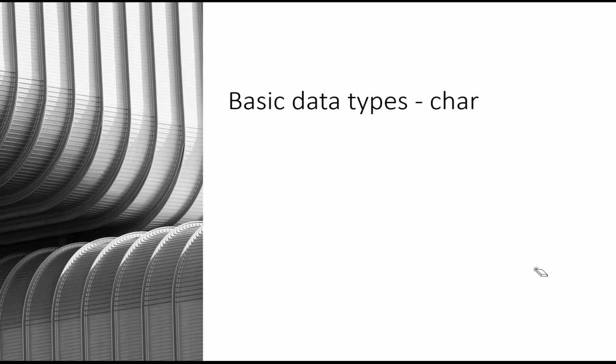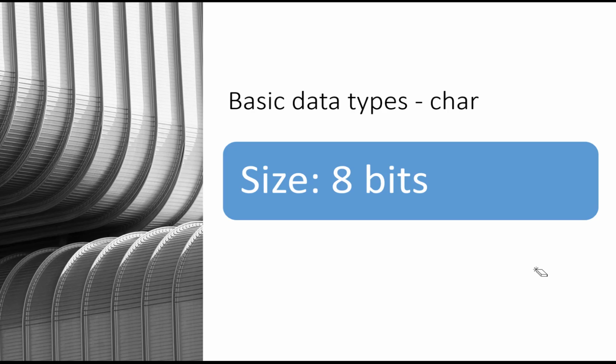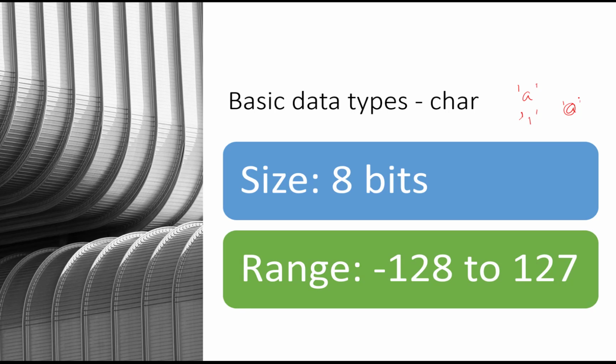The next basic data type is character, char. The size of a character is 8 bits. A character is any digit, any alphabet, or any special character. So A is a character, right? Even 1 is a character, or the at-the-rate symbol. If you put these in single quotes, that becomes a character. The size is 8 bits and the range is -128 to 127.